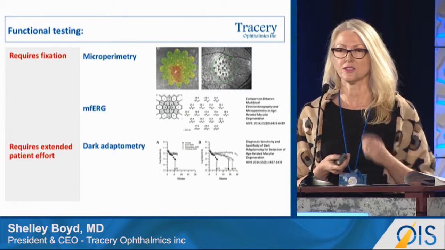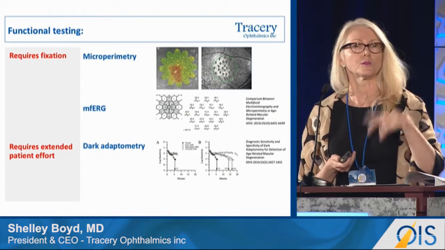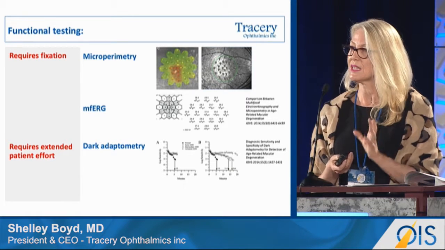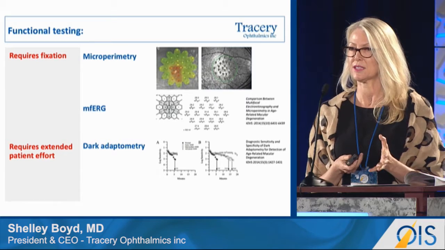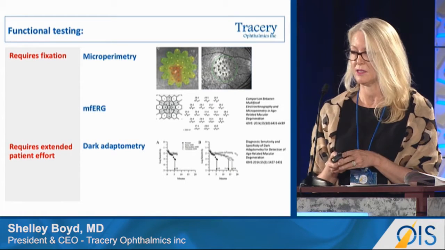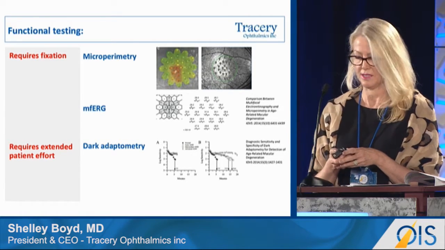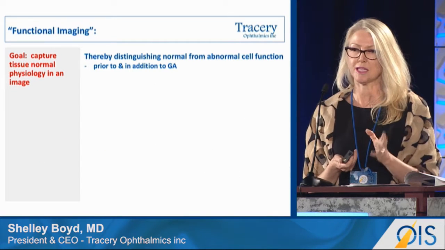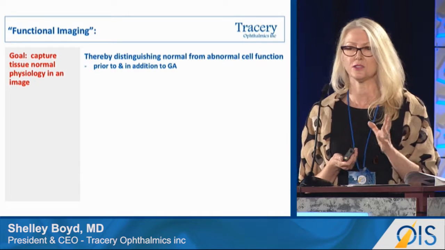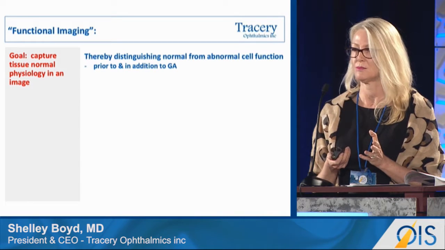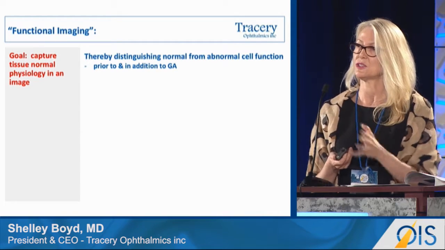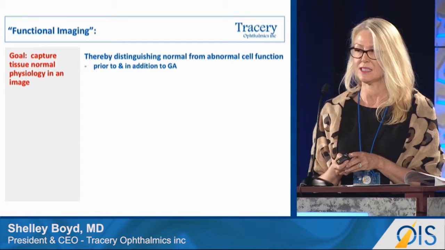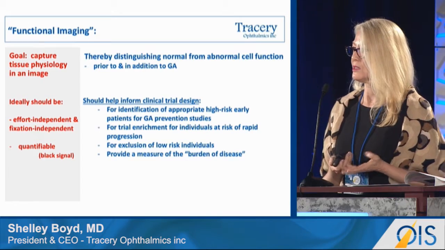So there's functional testing. And so people are working on microperimetry, multifocal ERGs, dark adaptometry, but again, a lot of these require patients to be able to fixate or participate in the tests for extended durations. By contrast, functional imaging is based on the goal of capturing normal tissue physiology in a snapshot. And the corollary of that is that you should therefore be able to capture abnormal tissue, and that would give you a measure of the disease. So how would that help with clinical design?